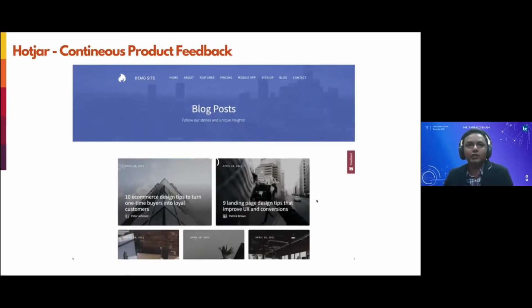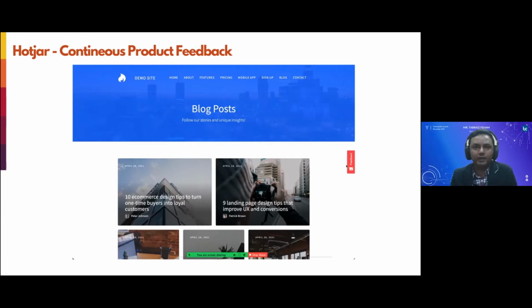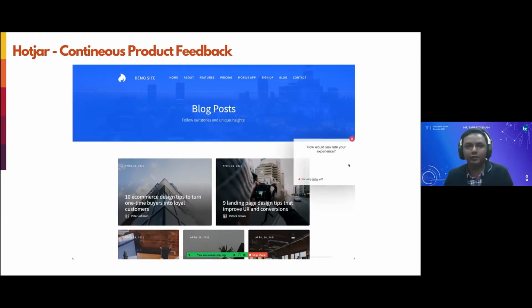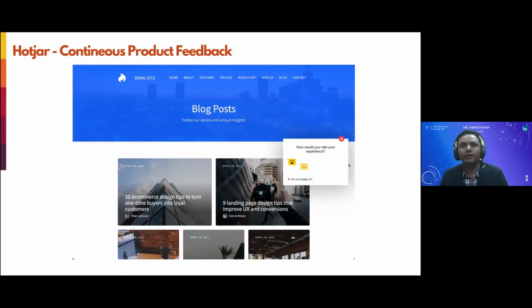Another feature of Hotjar is continuous product feedback. So this is kind of embedded feedback that, for example, if you build a product, across all the product pages, you can start collecting the feedback of the user right away, whether they are happy, they would like to comment, they would like to escalate something. So this is something that should be a part of the entire user experience in your digital products.